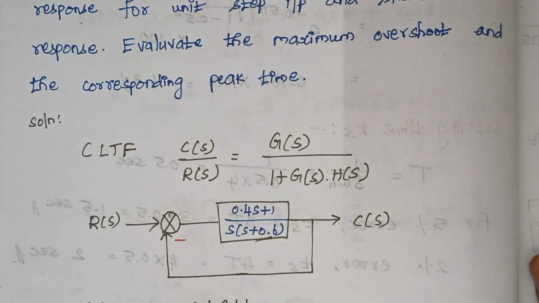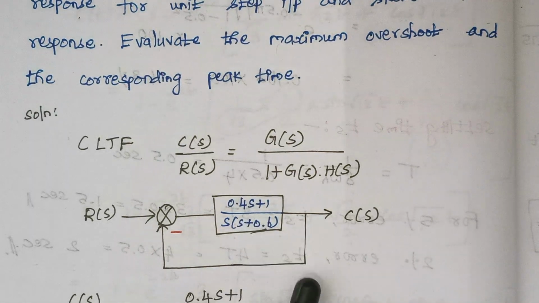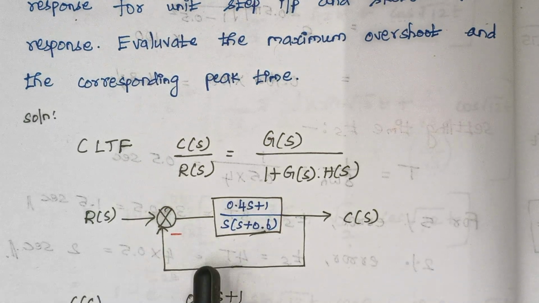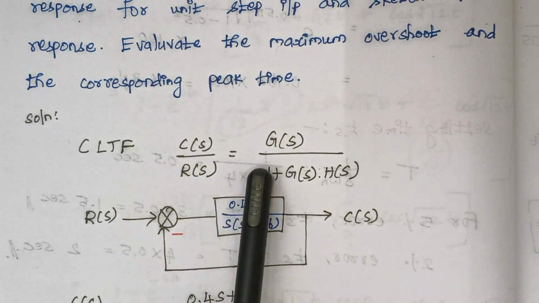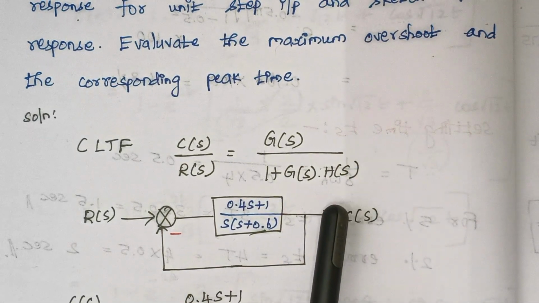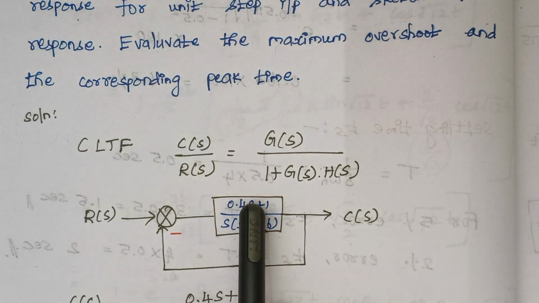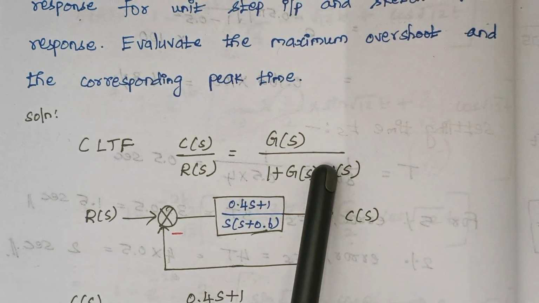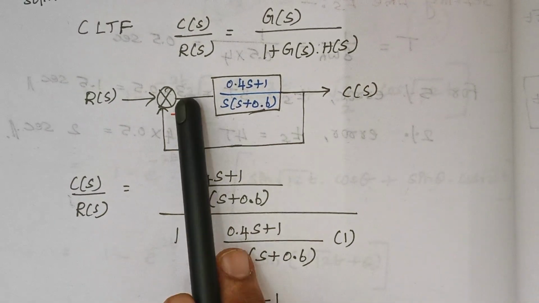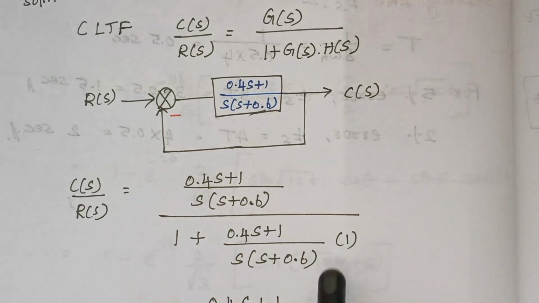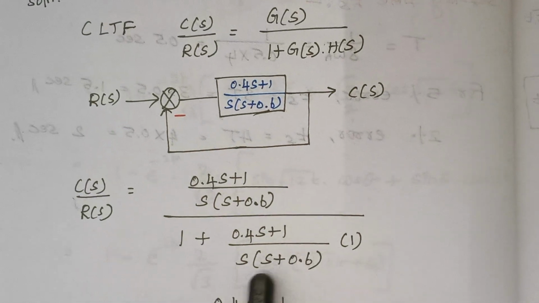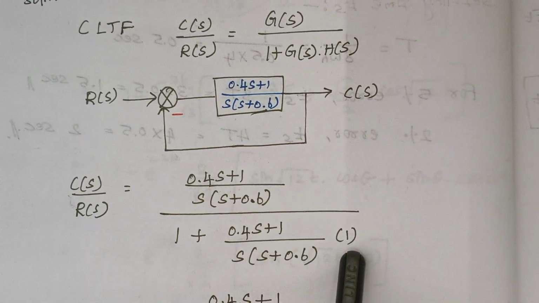So as we all know, this is our given G of s and the type of feedback is unity feedback. And the closed loop transfer function, as we all know, output by input is equal to G of s divided by 1 plus G of s into H of s. Now we are going to substitute the values of G of s and H of s in this formula. Here the type of feedback is unity feedback, so the value of H of s becomes 1. So this is G of s divided by 1 plus G of s multiplied by H of s. Right.